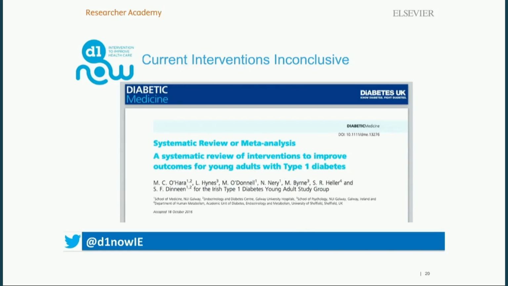And our own study group here, and I should mention that this work is led by Professor Sean Deneen, who's a consultant endocrinologist and works here in NUI Galway in Ireland, leading out on this work. They've published a systematic review that looked to see what interventions have been done to improve outcomes among young adults with type 1 diabetes. And of no surprise, a similar conclusion to most systematic reviews, we found that interventions were inconclusive and non-improving outcomes in the long term for young adults with type 1, and a definite need for intervention and intervention development.